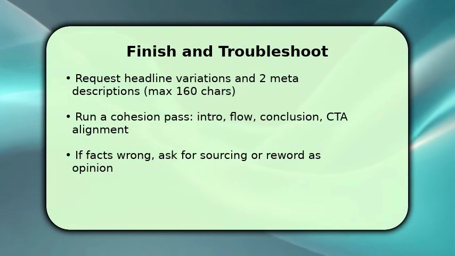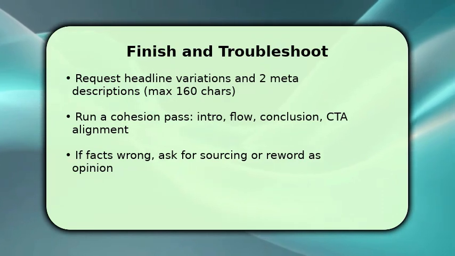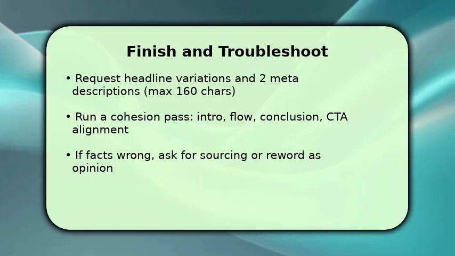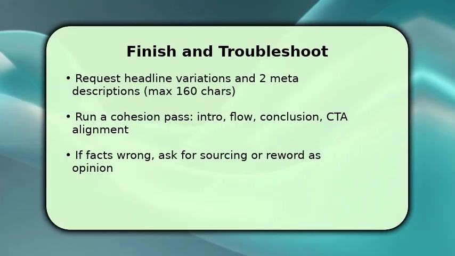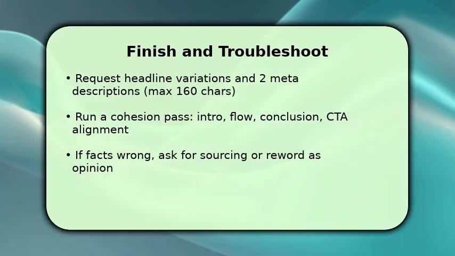You finish by asking ChatGPT for headline options and 2 meta descriptions so publishing is fast. Once done, perform a cohesion pass. Ensure the intro matches the body and the conclusion includes a single clear CTA.